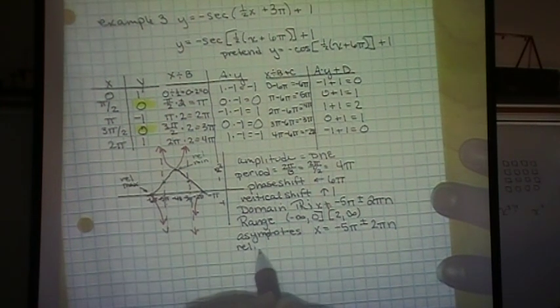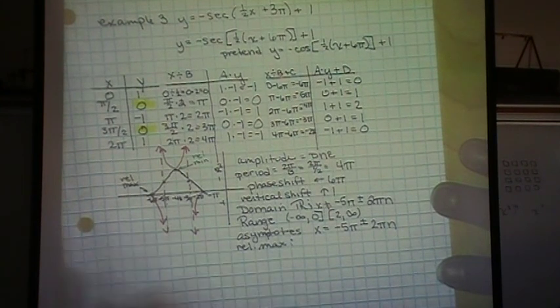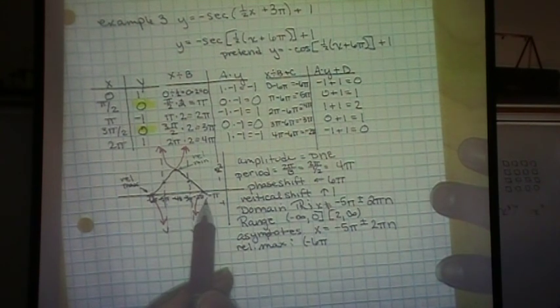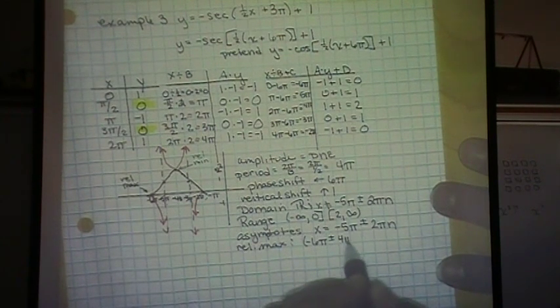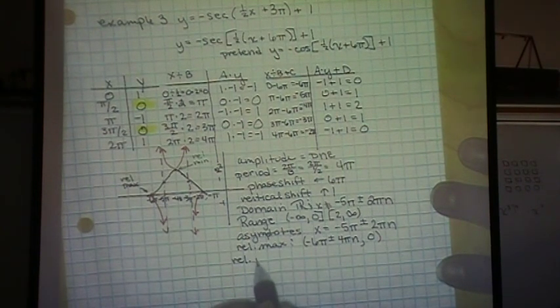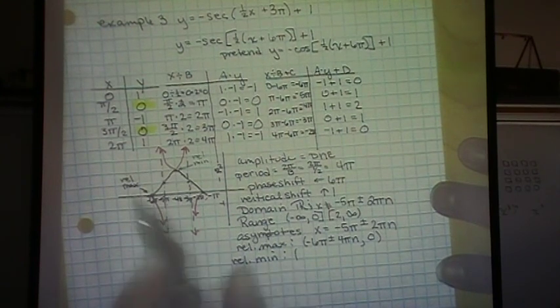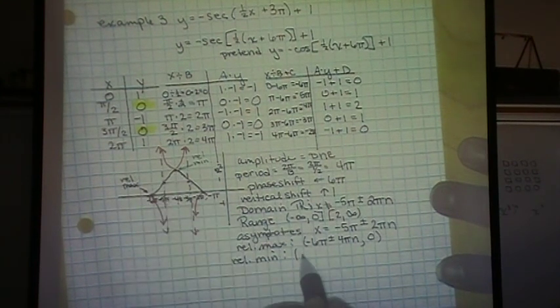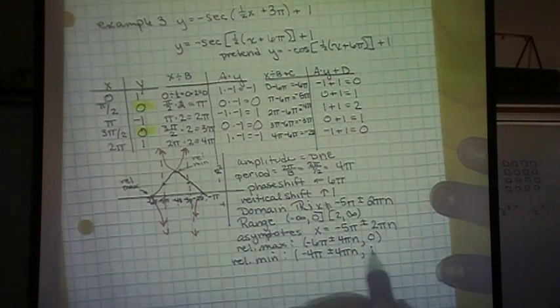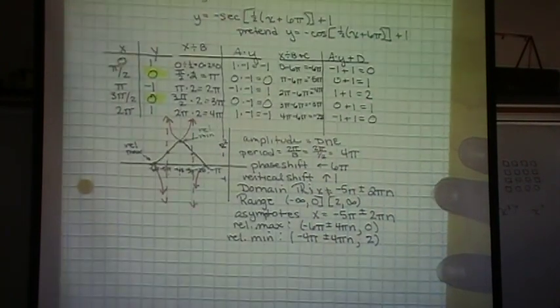Relative max. My point is at negative 6 pi. And it's again over here at negative 2 pi. They have a distance of our period of 4 pi. Comma, 0. And our relative min is right here at negative 4 pi, plus or minus 4 pi n, comma, 2. Okay?